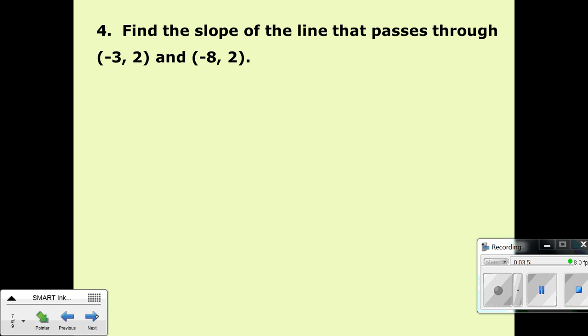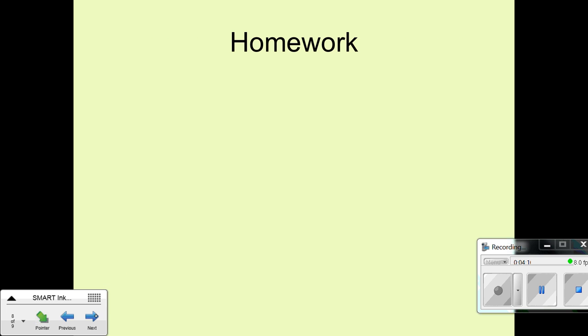Here's example 4, -3, 2, -8, 2. Pause this and solve this problem to see if you can get it correctly done. The answer to this one is m equals 0. At this point, you may stop because we will begin our homework when you come to class.